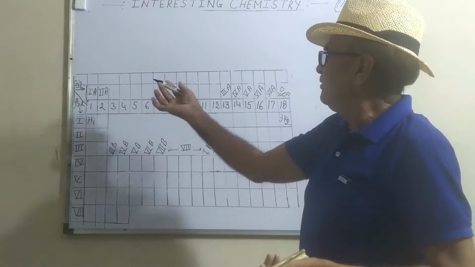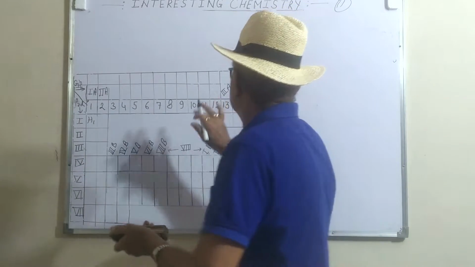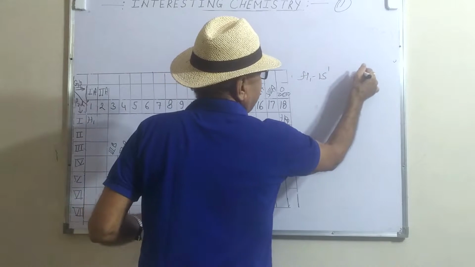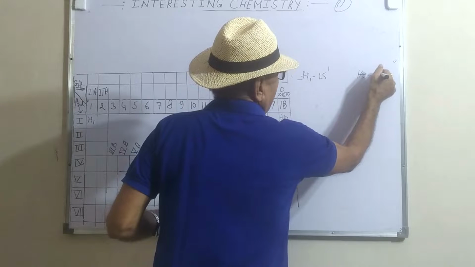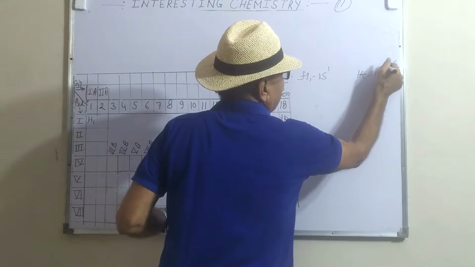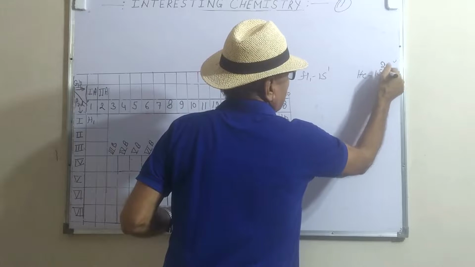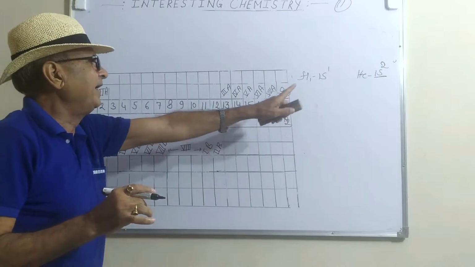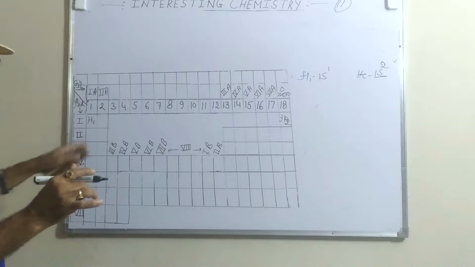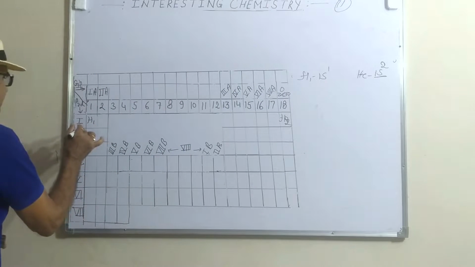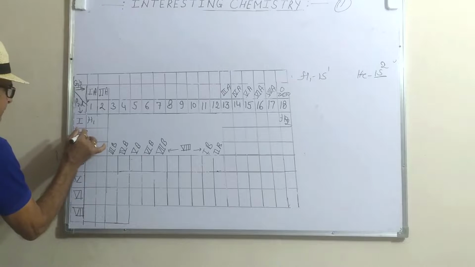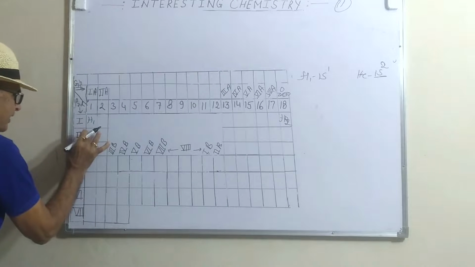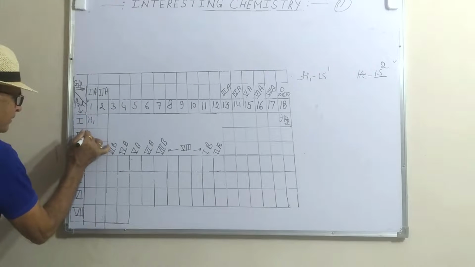Hydrogen is 1s1, and helium, He, is 1s2. Okay? Now come to the third element, which is from the second period. Here, number 2, and here it starts with number 3.